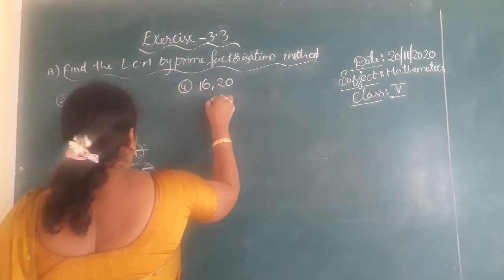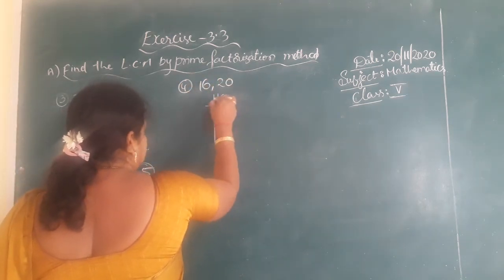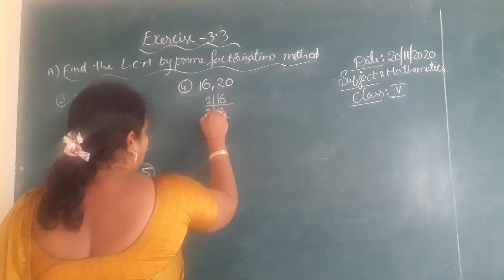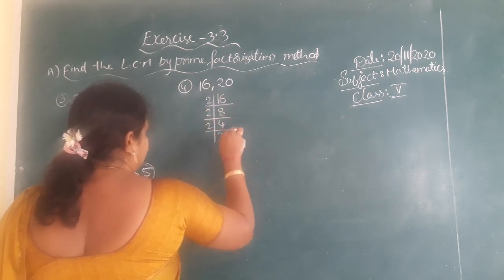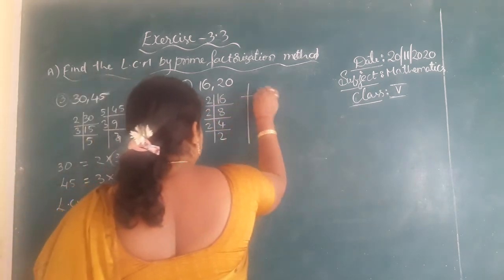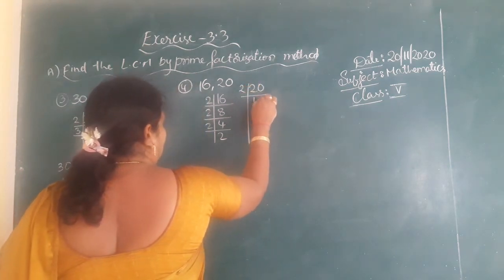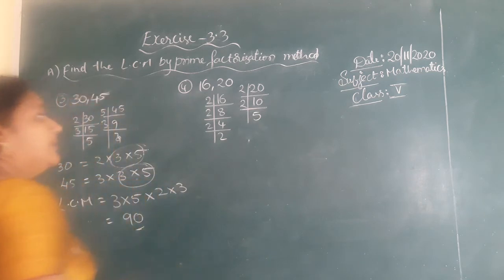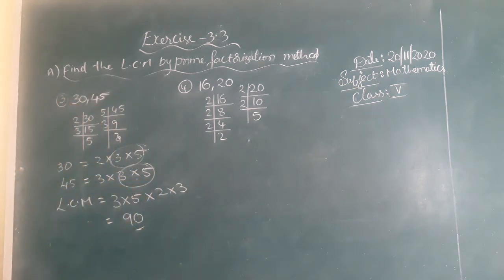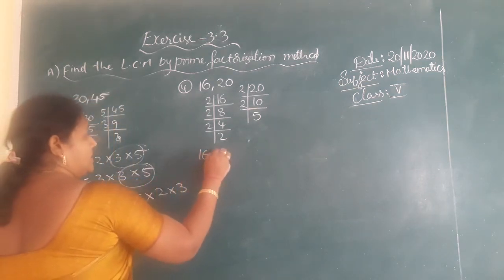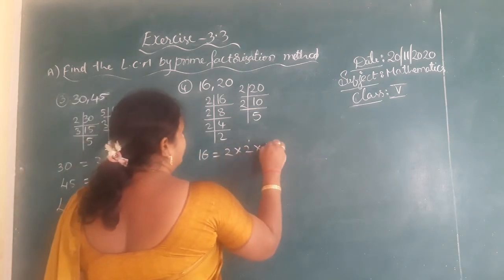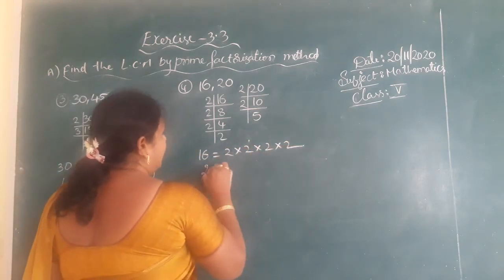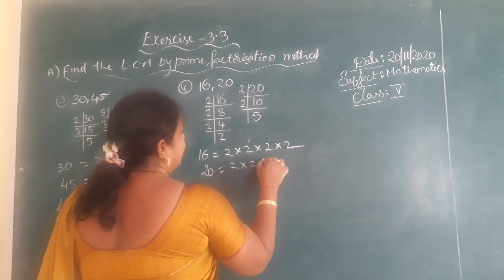16 comma 20. What are the prime factors of 16? 2 8s are 16, 2 4s are 8, 2 2s are 4. Again prime factors for 20: 2 10s, 2 5s. So you can write in order. 16 can be written as 2 into 2 into 2 into 2. 20 can be written as 2 into 2 into 5.